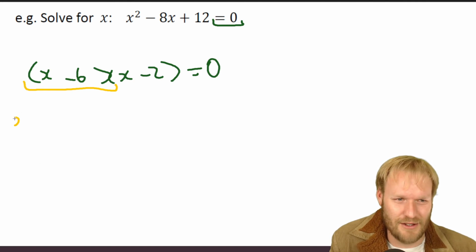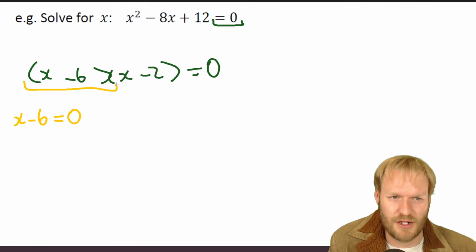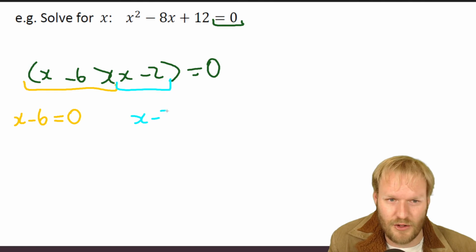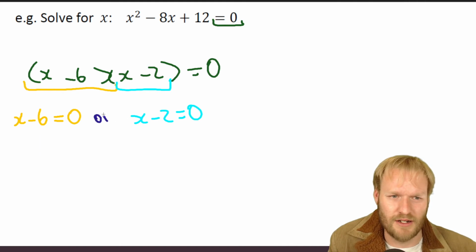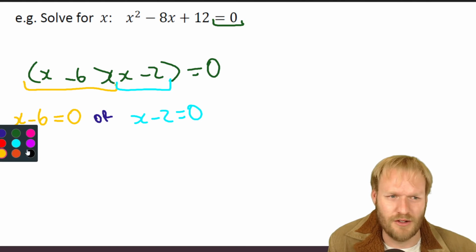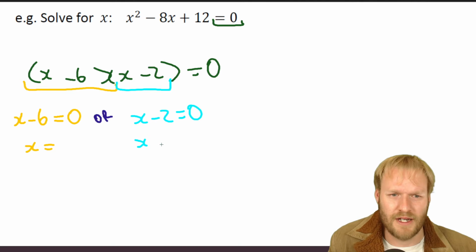So our two solutions: x minus 6 equals 0, because either this whole thing is 0, because then 0 times something is 0. Or our second option, x minus 2 is 0, right? Because one of those must be true. So we have a lovely word for that. Let's put or in between. So x equals something, or x equals something else.